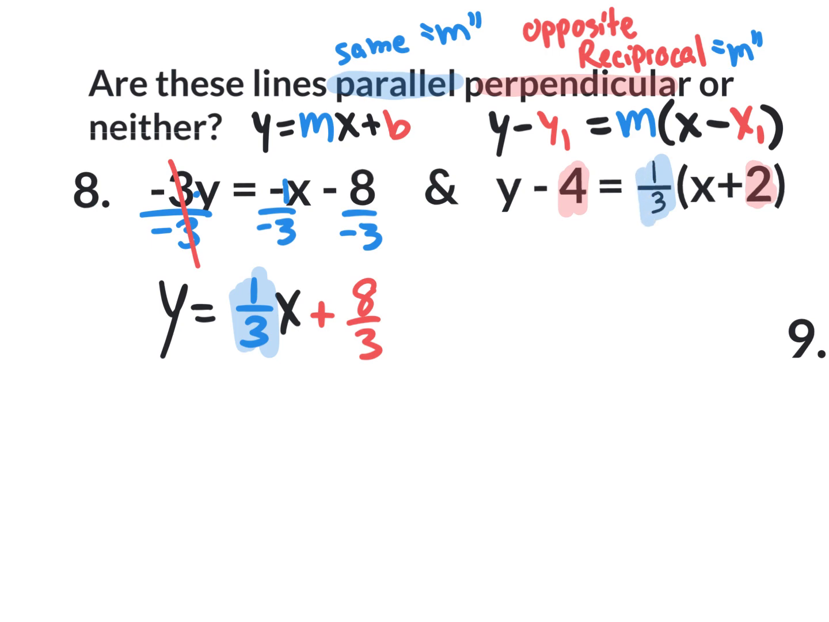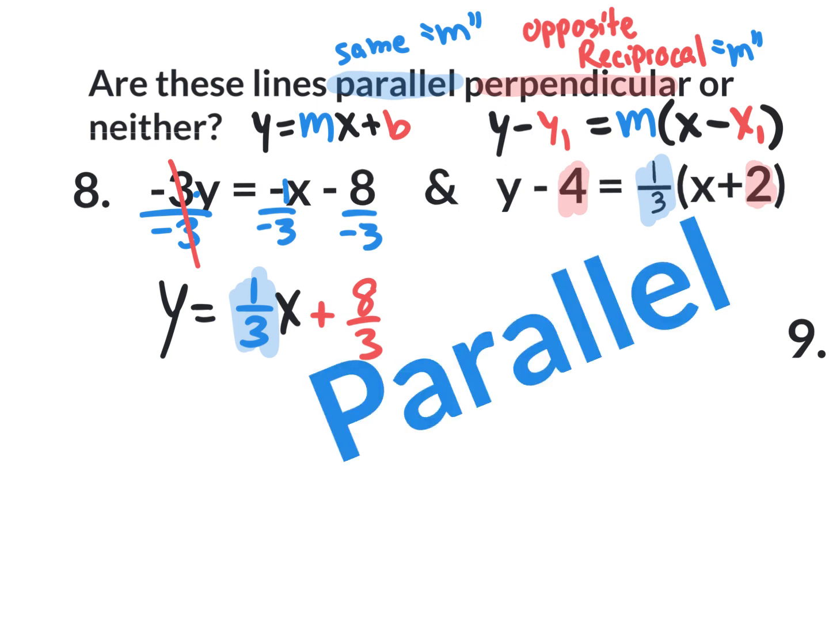All we have to do is compare the slopes. So what slope do we have here? 1/3. What slope do we have there? 1/3. That means these lines are parallel, okay, because they're the same slope. Let's move on to another similar type of question.